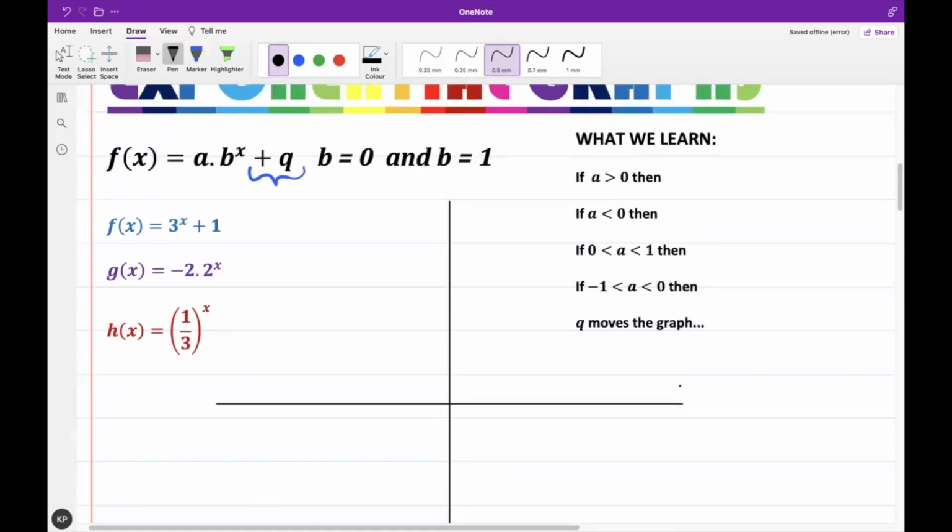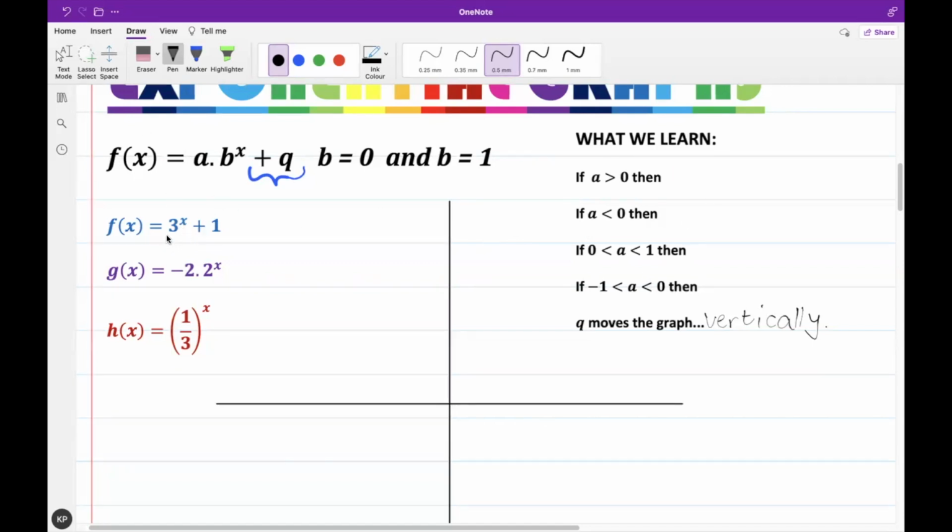Let's hear, guys. Does it move it vertically or horizontally? It moves it vertically, right? Up and down. So we already know this because for all of the graphs that we have done, all that Q has ever done is move my graph up or down. Now let's find out what all of these do for us.